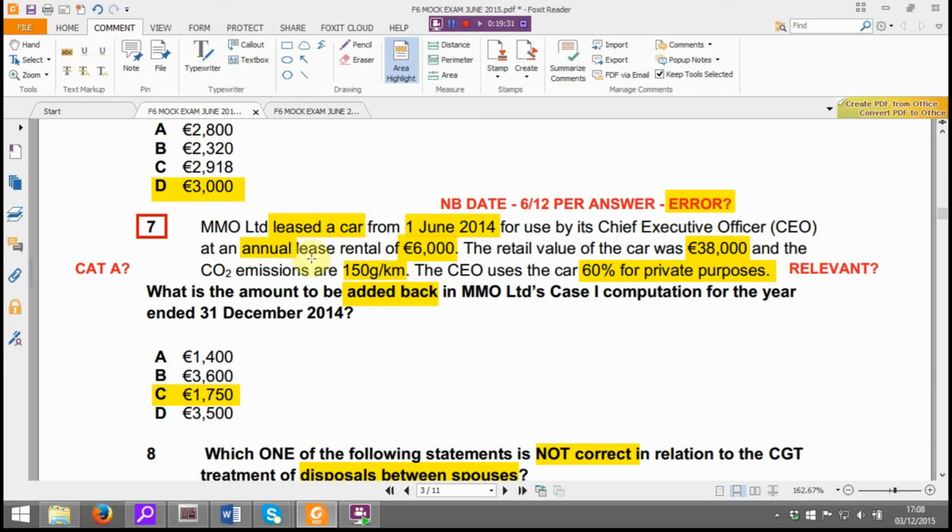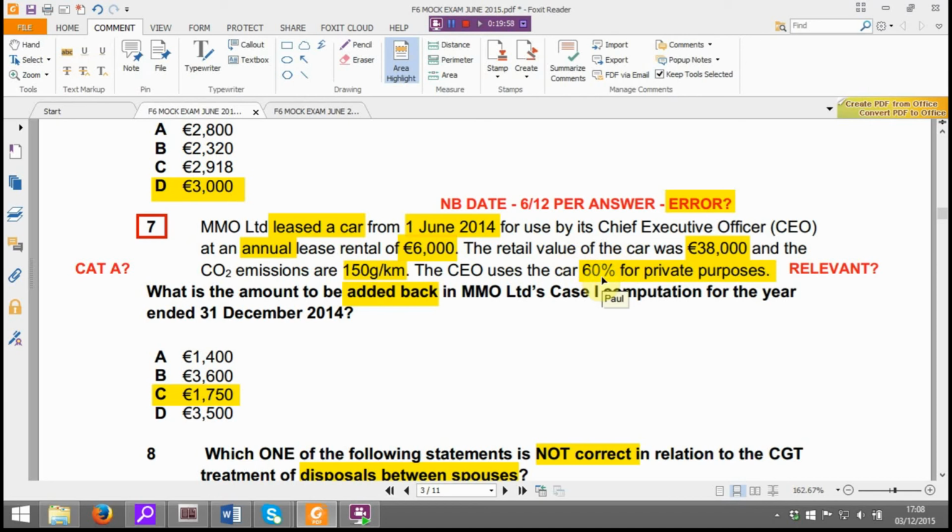For the CEO, the annual lease rental is 6. Note that the annual lease rental is 6. Okay, so it's only available for part of the year, but the annual rental is 6. Retail value of the car is 38,000, and we see that emissions are 150 g/km. We see also that they've thrown in this little 60% just to see whether or not you bite at that. And in fact, in this case, we don't.